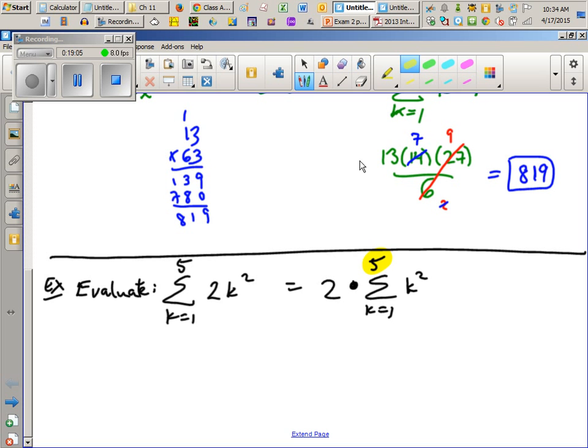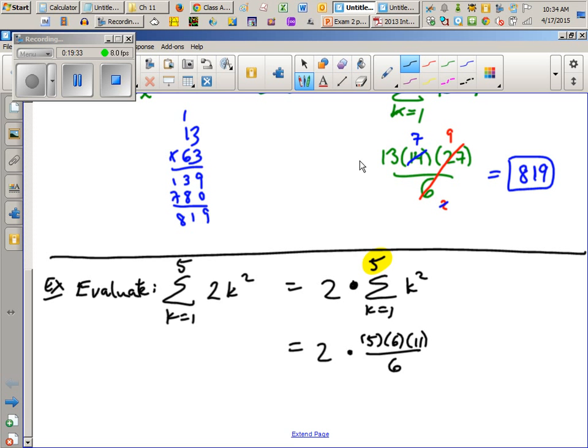Just follow the formula. Okay, so Robin, what's the formula going to read if n is 5? 5 times 6 times 11 over 6. Yes, this is n, 5. This is n plus 1. This is 2n plus 1. And there's a 6 there.